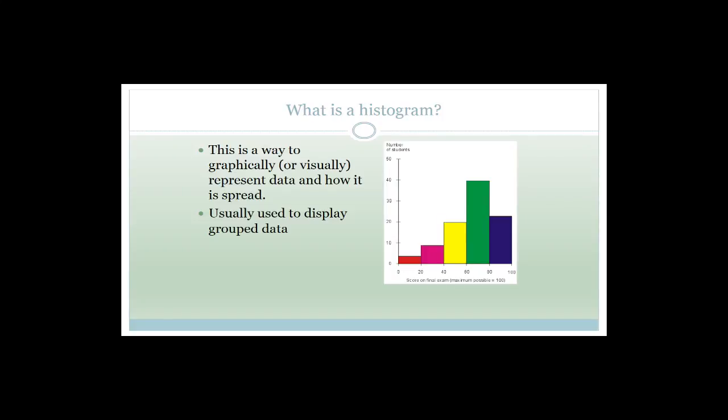It's usually used to display grouped data. So you'll notice here it's from 0 to 20, 20 to 40, 40 to 60, 60 to 80, and 80 to 100. And like I said, there are no spaces between the bars.